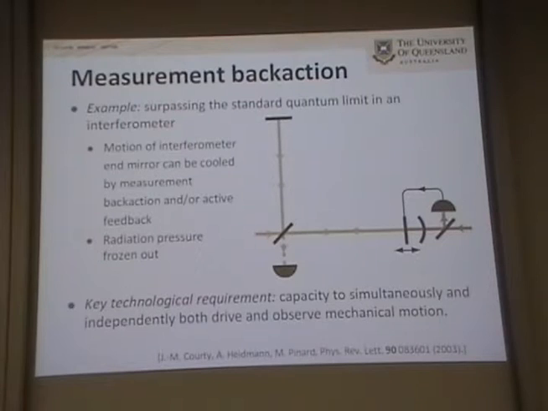So I want to give one example of this. This example is going back to gravity wave interferometers. You take a gravity wave interferometer, right? You crank up the power so this mirror starts to vibrate. I'm going to ignore that mirror in this example. So this mirror starts to vibrate due to radiation pressure. So if I put a second mirror here and read out the motion of that mirror, then I can use feedback. I can detect the motion of this mirror and feed it back to suppress it. Turns out if you do that, then you can surpass the standard quantum limit in the interferometer, so you can improve the sensitivity of the interferometer.